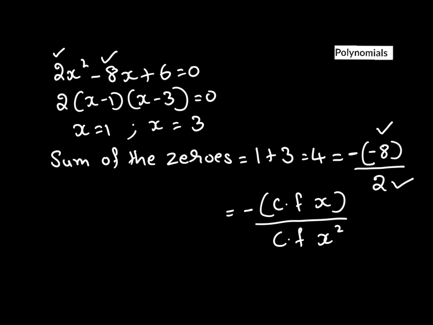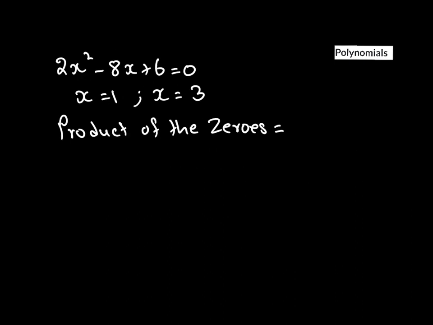Now let's see what is the product of the zeros of a quadratic polynomial. So the product of the zeros of this polynomial will be 1 times 3, which is going to be equal to 3. But if you observe, can I get this 3 by 6 divided by 2? Yes. And observe over here, 6 happens to be the constant term and 2 is the coefficient of x squared.